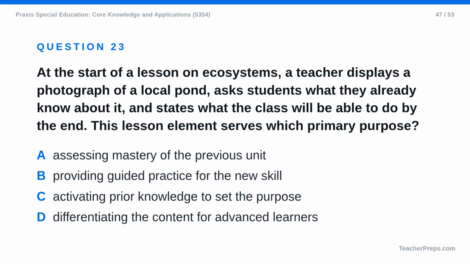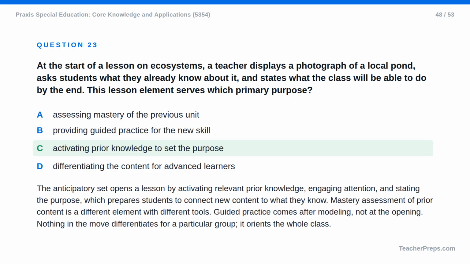Question 23. At the start of a lesson on ecosystems, a teacher displays a photograph of a local pond, asks students what they already know about it, and states what the class will be able to do by the end. This lesson element serves which primary purpose? Pause the video and select the best answer. The correct answer is C, activating prior knowledge to set the purpose.